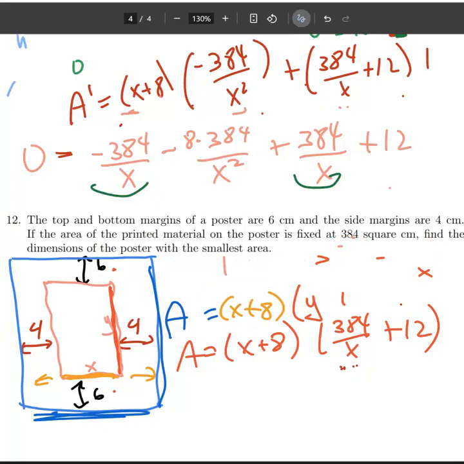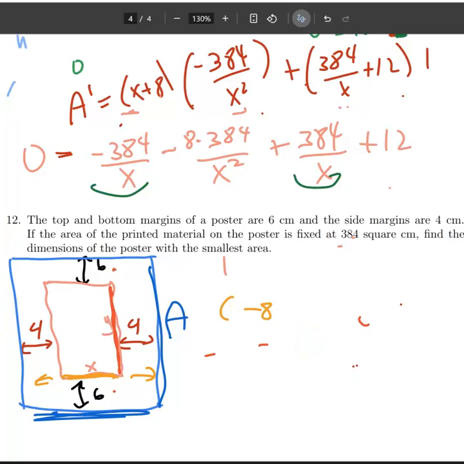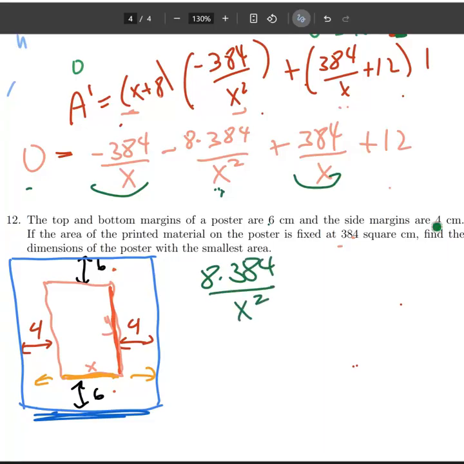And so what am I left with to solve? Remember, I'm solving for the x and the y, but let's just start with the x. So I'm going to move this negative term over to the other side. So 8 times 384 over x squared is equal to 12. So 8 times 384 divided by 12 is x squared. And so x will be the square root of that.